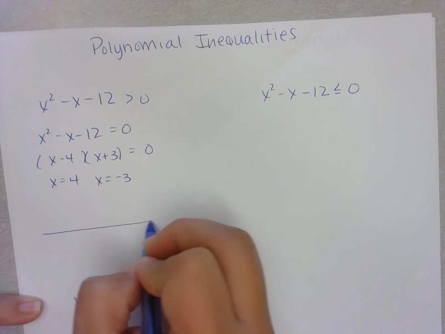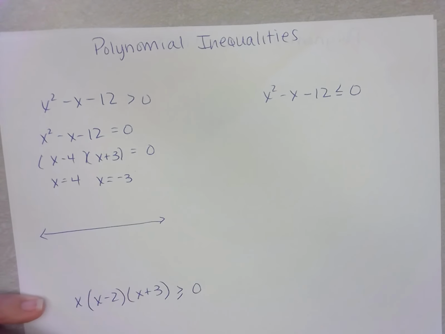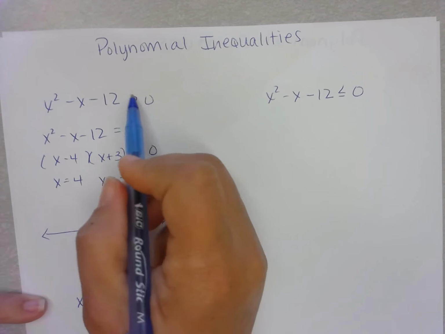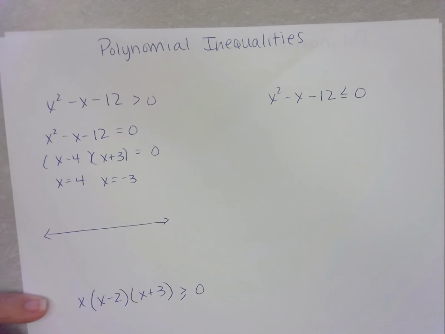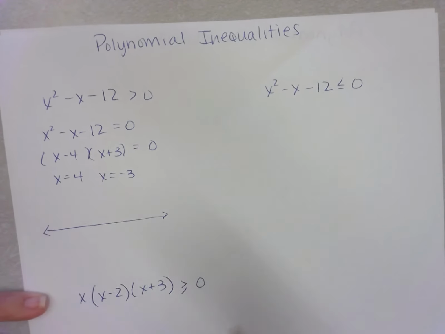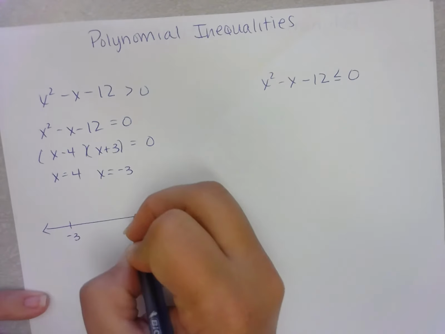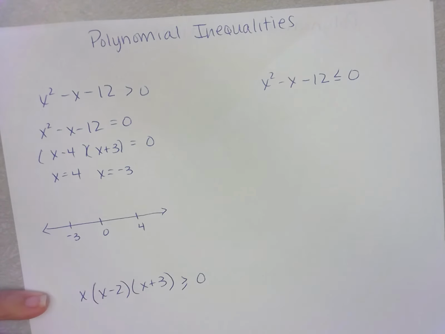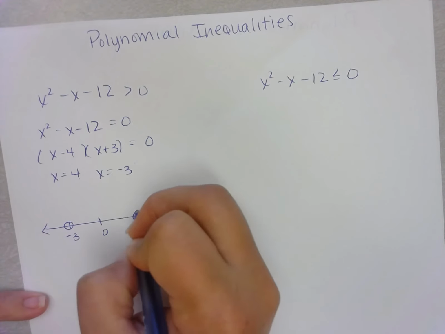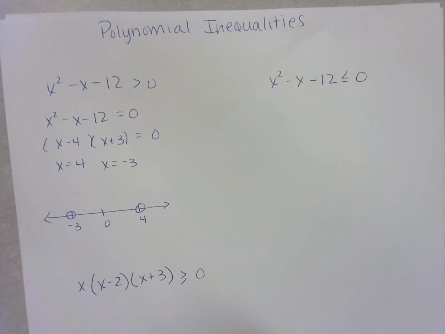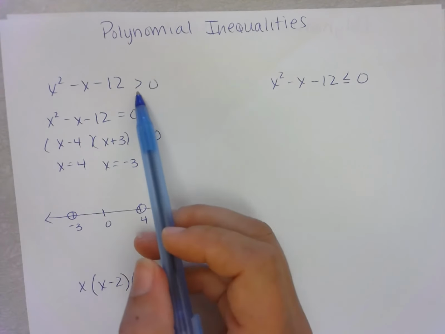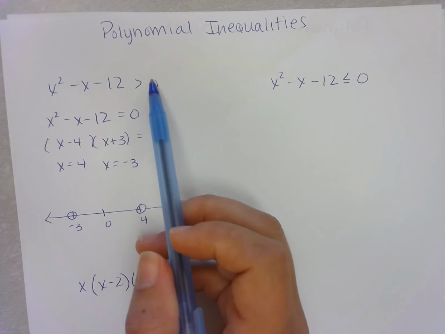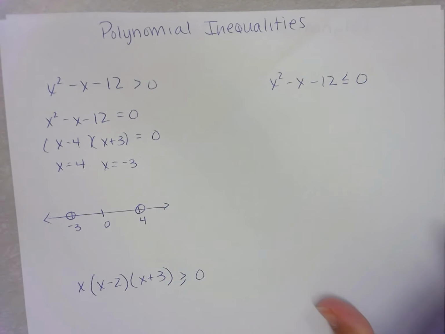Now when I put these on my number line, just like with the absolute value, I come back here to this sign. This says greater than 0. So because there's no equal to 0, that means that 4 and negative 3 aren't actually solutions to my problem, but they are important numbers for me. So I'm going to put circles around my numbers because I know that they're not included, but I know that they're important to me. So this particular inequality, saying that it's greater than 0, means that what I'm looking for are positive numbers.